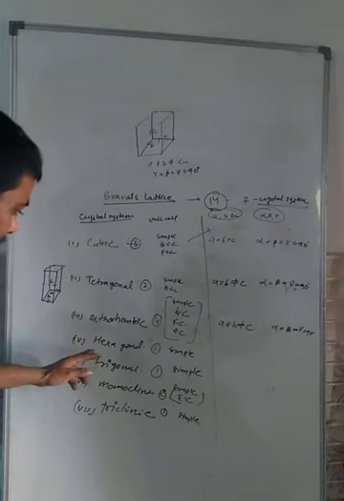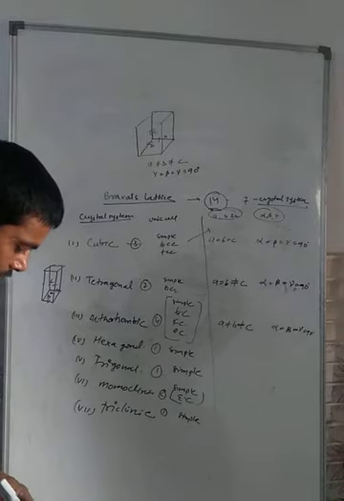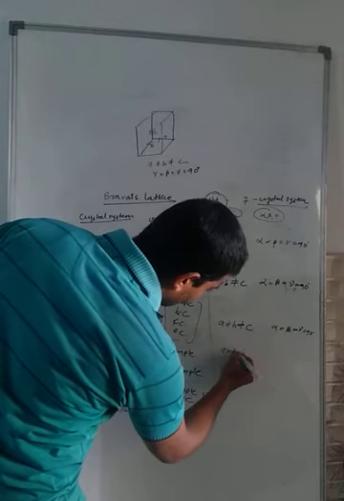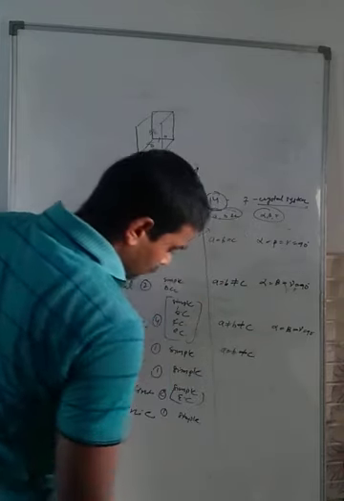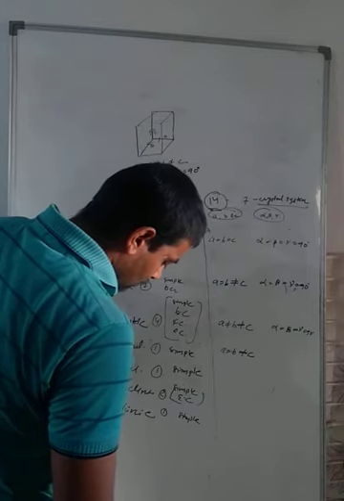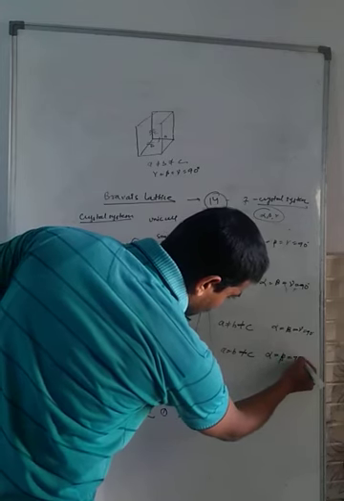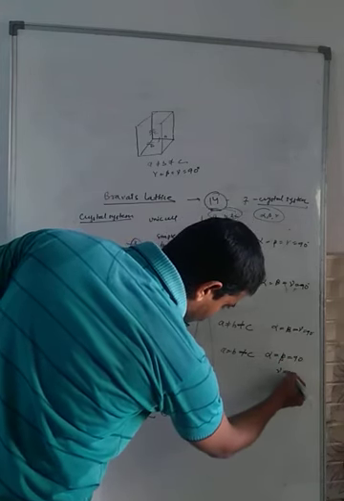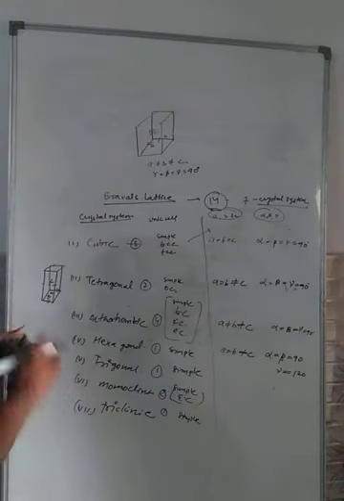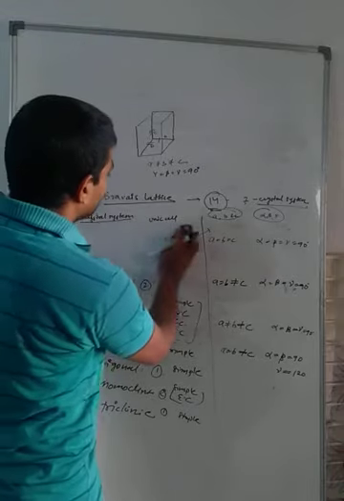The next one is hexagonal. In case of hexagonal, a equal to b not equal to c, alpha equal to beta equal to 90 and gamma equal to 120. For example, should I erase it now?